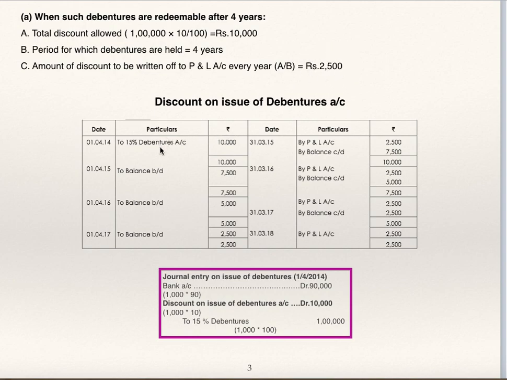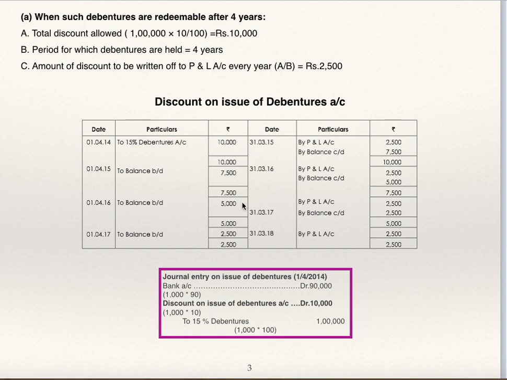Discount on issue of debentures account to 15% debentures, this 10,000. 31st March 15 by profit and loss account 2,500, every year to be written off 2,500. By balance carried down 7,500. Next year beginning, to balance brought down 7,500. By profit and loss account, same figure 2,500. Balance carried down is 5,000.